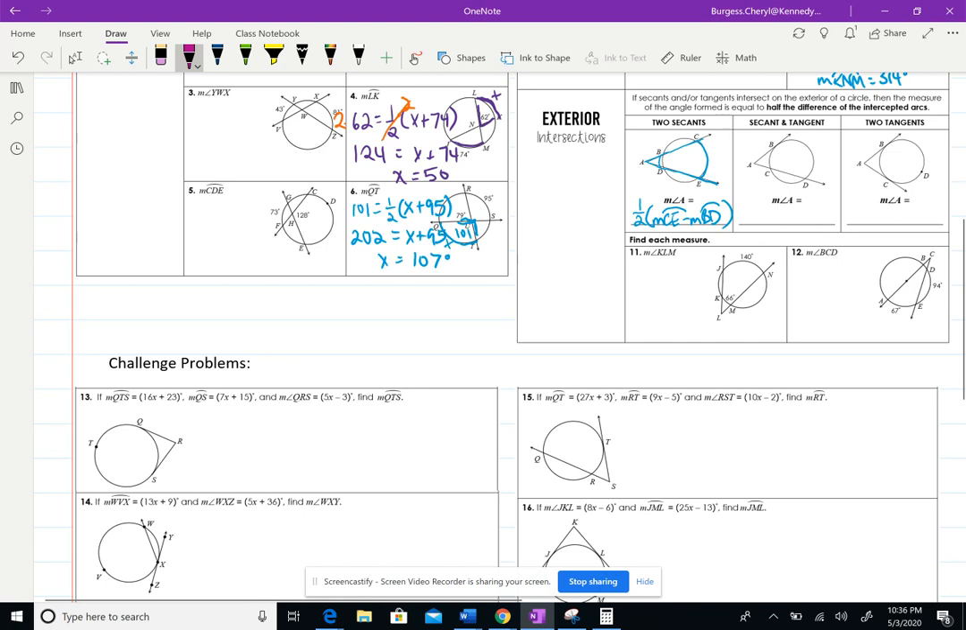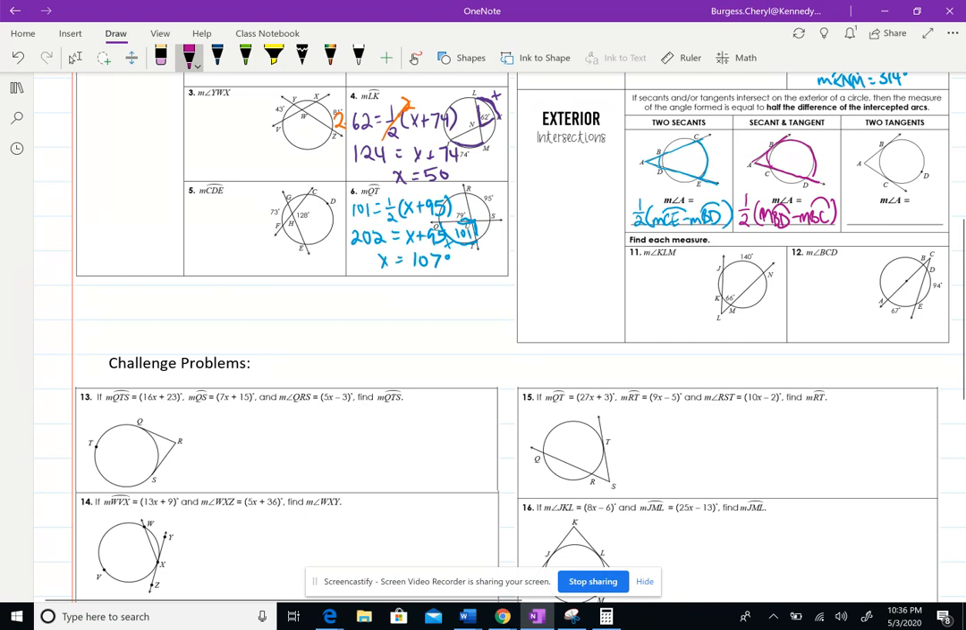So if you're given a secant and a tangent, it's the same exact thing. I know it feels like you're learning 3 different things. It's truly the same. We have our angle A, and the intercepted arcs are BD and BC. So 1/2 of the difference of the intercepted arcs, the measure of arc BD and the measure of arc BC.